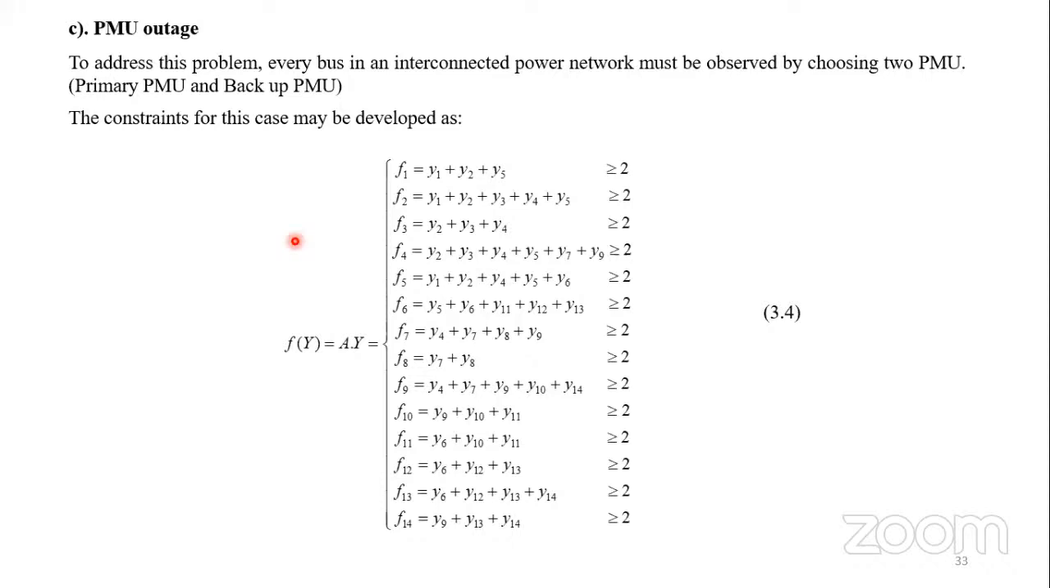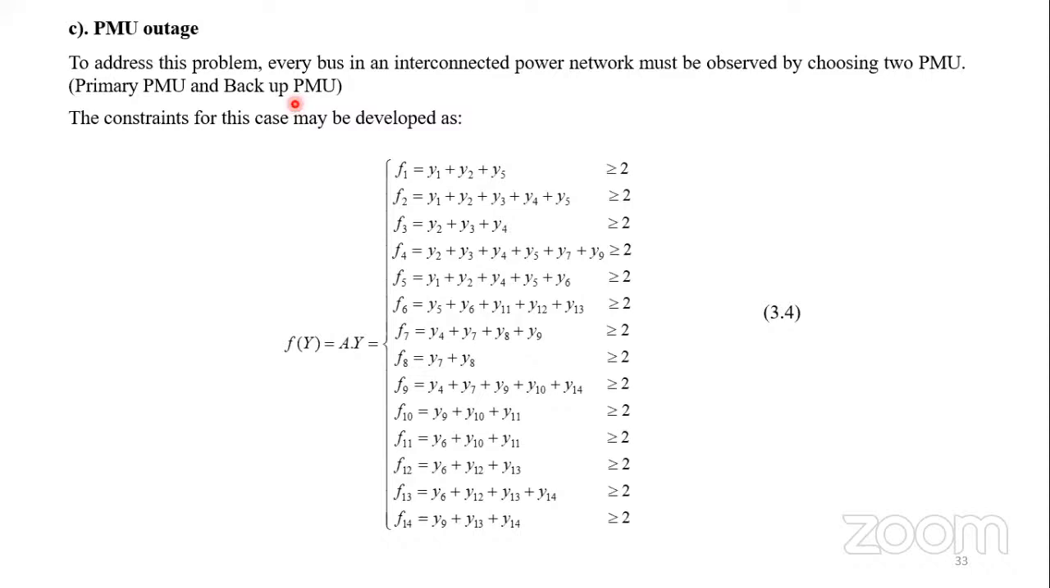That is, the first one is your primary PMU and the second one is your backup PMU. So what does it mean? Suppose the primary PMU malfunctions or fails, then the backup PMU will come into the picture, and it will monitor and do the job.